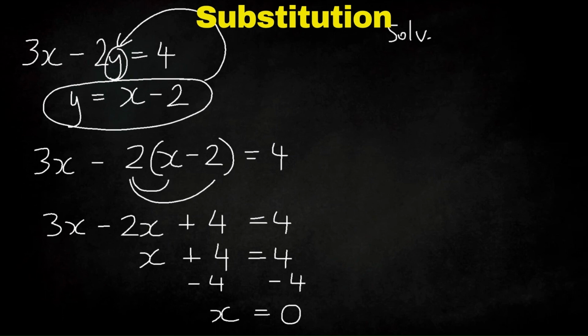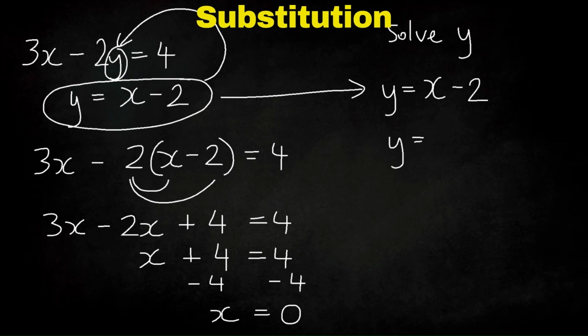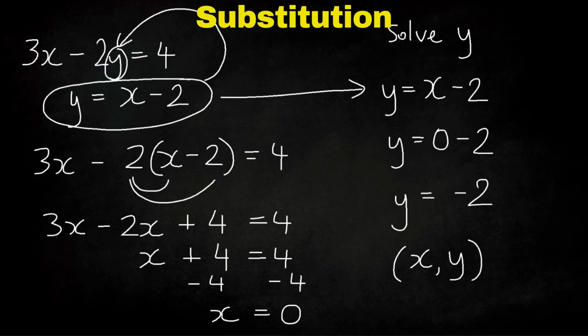Great. Now we have the solution for x. Now all we need to do is solve the value of y. The second equation tells us that y equals to x minus 2. Now we know what the value of x is. We can put this in the equation. So we will have 0 minus 2. Therefore, the value of y is negative 2. Therefore, the solution to this system is 0 and -2.